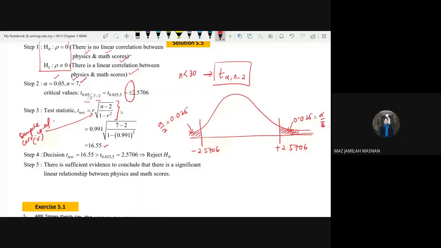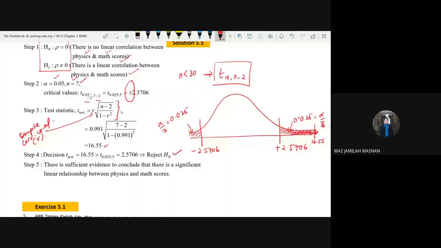If you put it into your t distribution, you know that 16.55 would be much further away from your critical value. So let's say this is your t test. Sorry, I was mentioning Z just now, but this is the t distribution. So this is 16.55. It falls in the rejection region, so that's why we reject the null hypothesis.